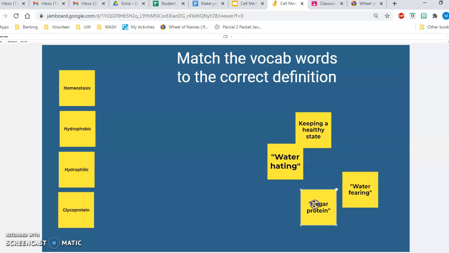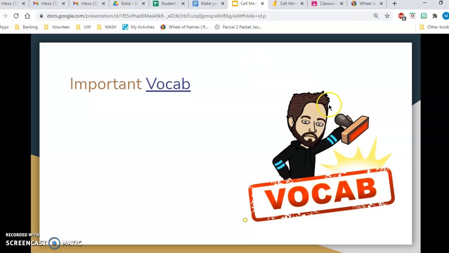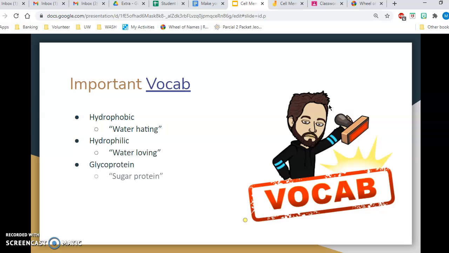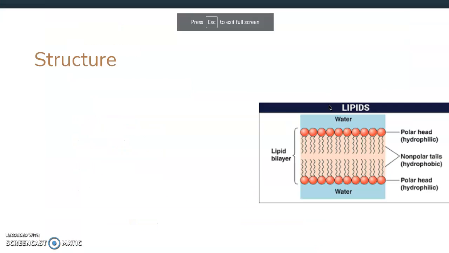And then I'll just put those back for later. So those are important vocab. Hydrophobic, water hating. Hydrophilic, water loving. Glycoprotein is a sugar protein, and homeostasis is keeping a healthy state. When we break this one down, homo means same and stasis means stable. So keeping the same, everything stable, everything the same.